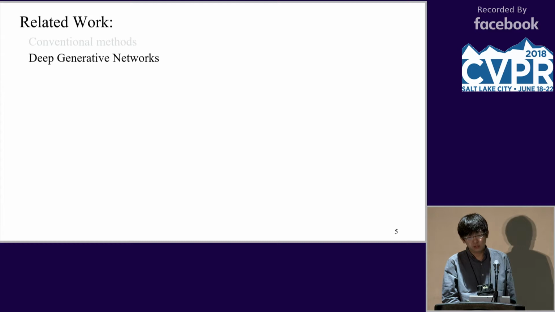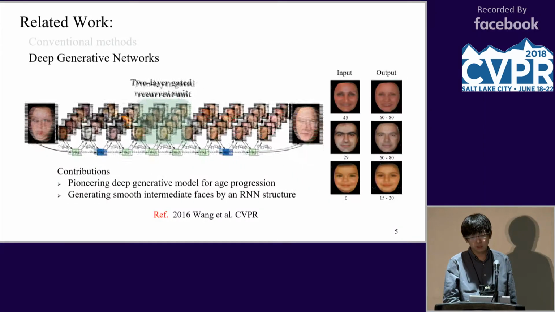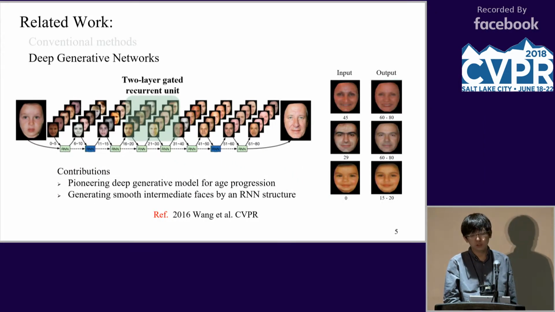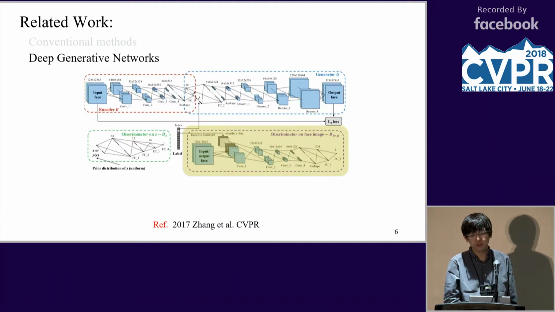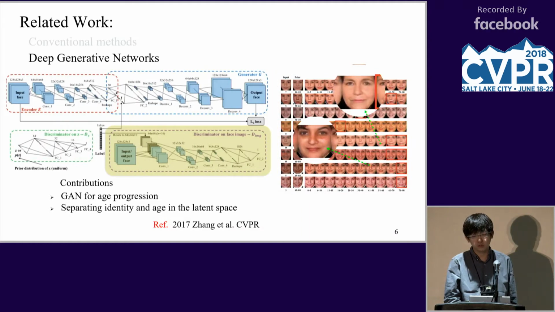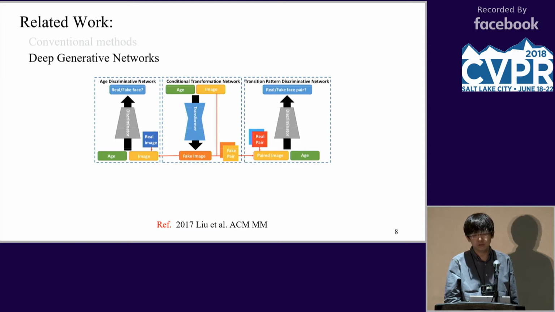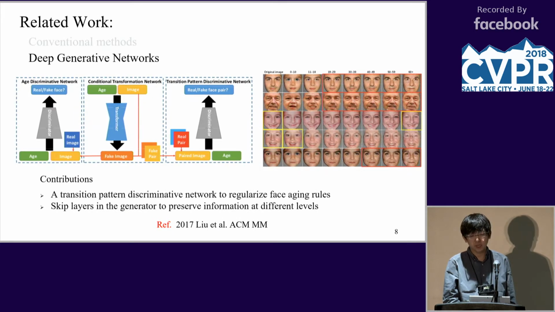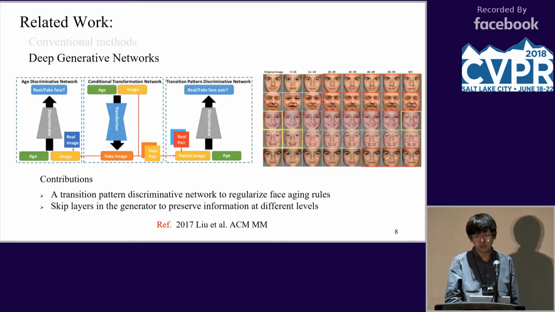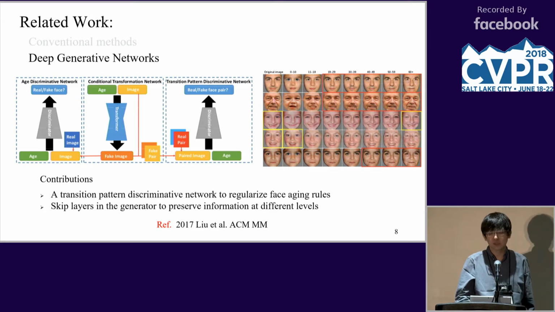More recently, deep generative approaches show their superiority. In CVPR 2016, the pioneer deep model for age progression is proposed, and it generates smooth intermediate faces by an RNN structure. In CVPR 2017, GAN is investigated for this issue, and the method tries to separate identity and age in the latent space for better results. In Multimedia 2017, the transition pattern discriminative network is proposed to regularize face aging rules, and skip layers in the generator are used to retain information at different levels.